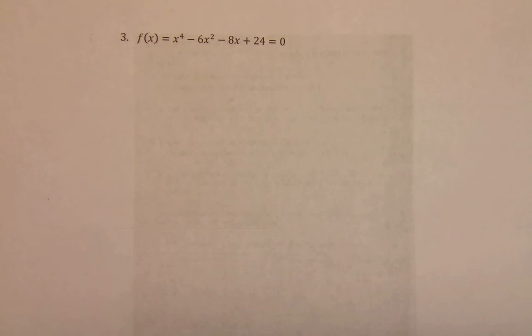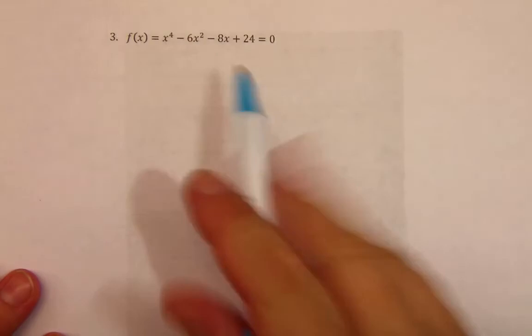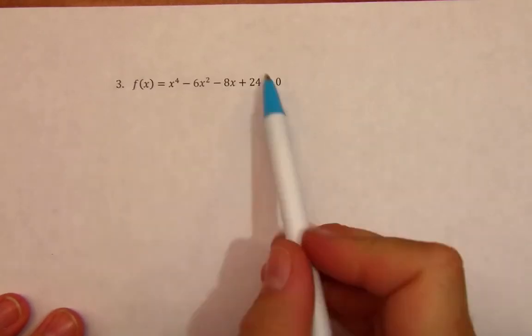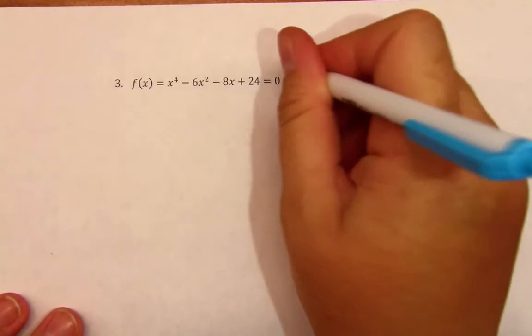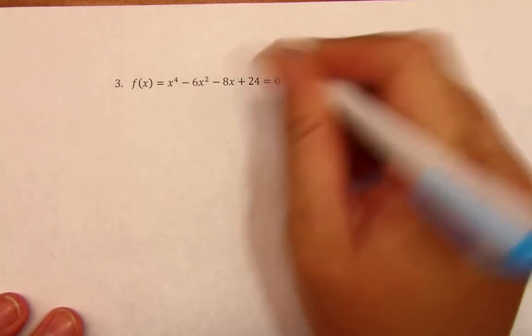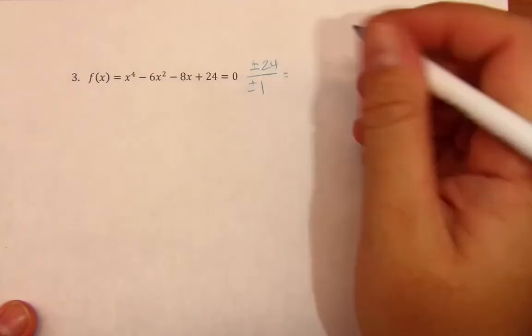And I'm going to show you guys another method instead of synthetic division. So for this next example here, we have this polynomial, and I have 24 here. Now I'm going to look at the roots or the factors of 24 over the factors of my leading coefficient, which is 1. And this is going to be a lot of them.